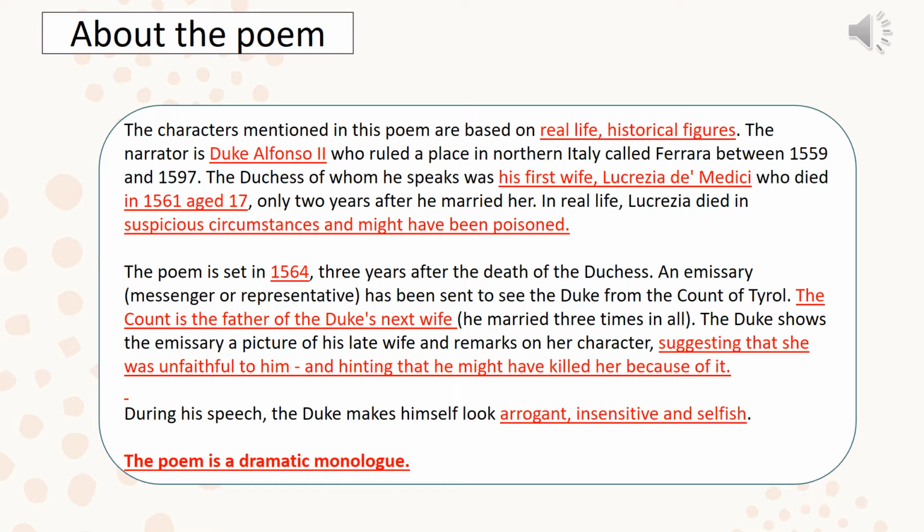The Duke shows the emissary or the messenger a picture or portrait hanging from his wall of his late wife and remarks on her character, suggesting that she was unfaithful to him and hinting that he might have killed her because of it. During this speech, the Duke makes himself look arrogant, insensitive, and selfish. The poem takes a form of a dramatic monologue.